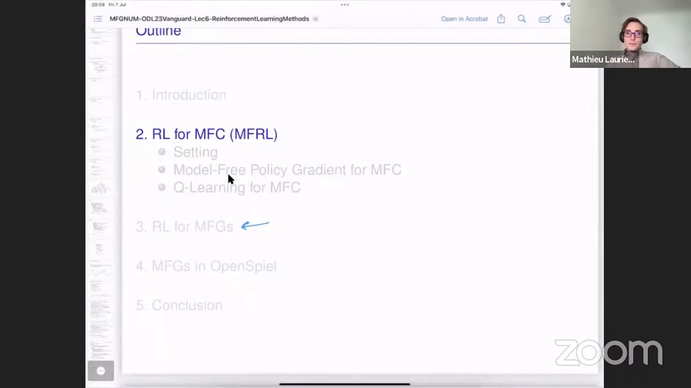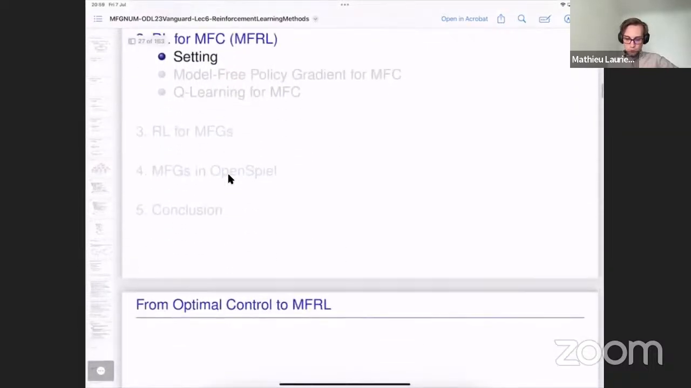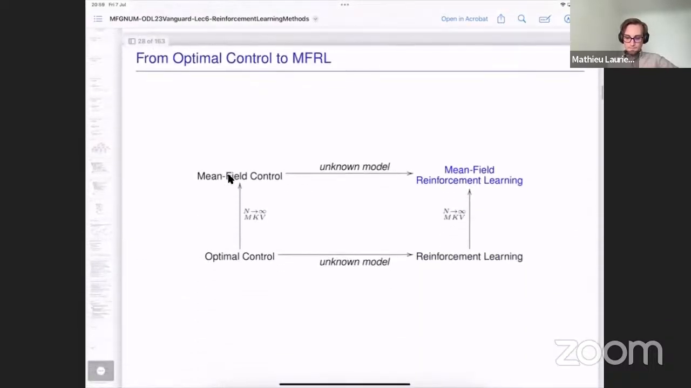So what I would like to do in this section for mean field control is to describe the setting, describe the policy gradient method, and then the Q-learning method. So you see, learning the policy, learning the Q function, and of course then you can play a lot with that. And I will provide one code which uses DDPG, the deep deterministic policy gradient.